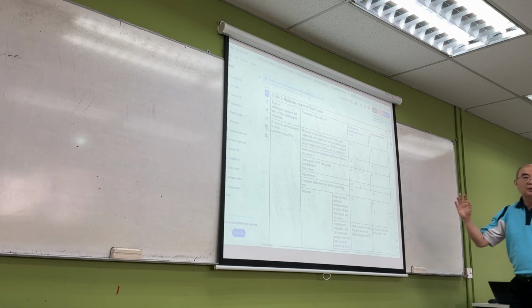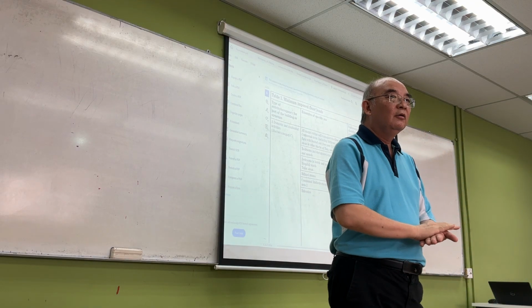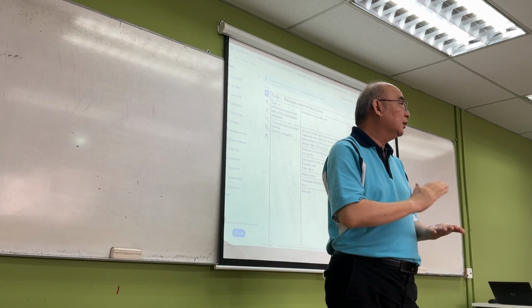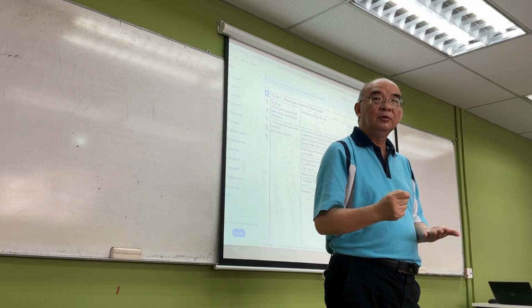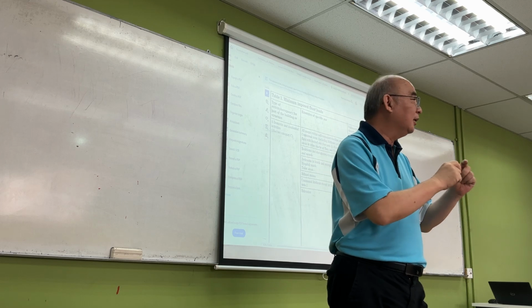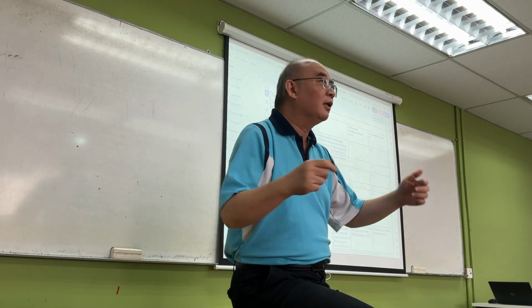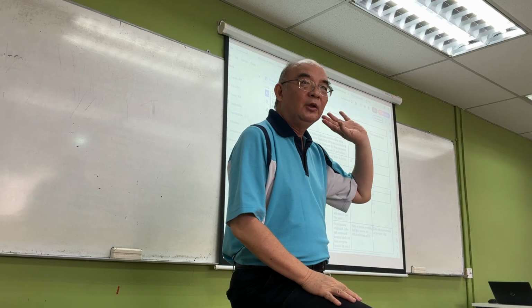Because these are given in floor loading. Floor loading is kilonewton per meter square, per unit area, not per unit length. So what you have been doing in the beam design is kilonewton per meter, isn't it, right? But when you go out to work, they tell you the superimposed load in terms of kilonewton per meter square.